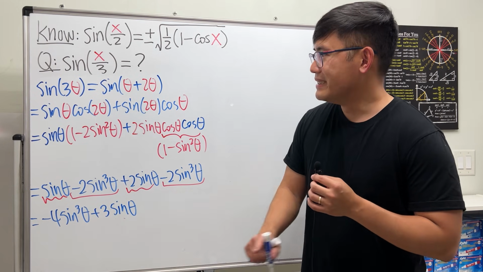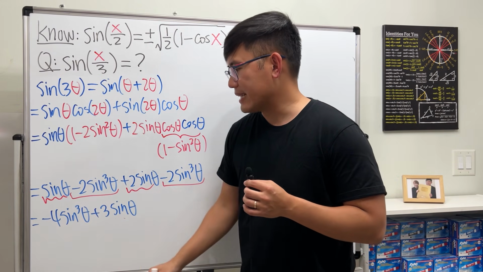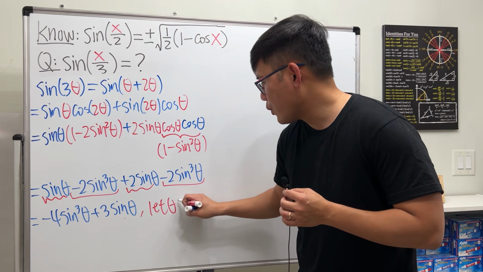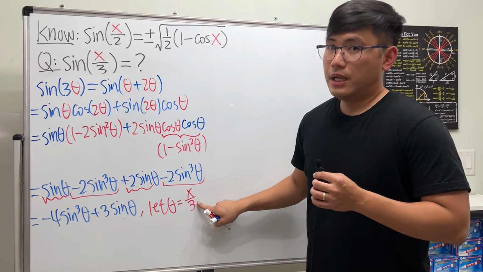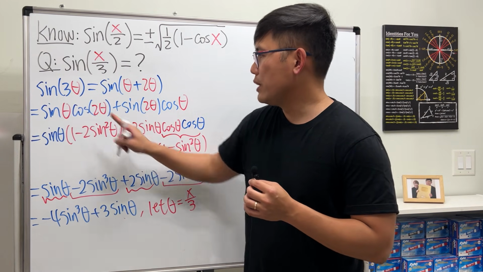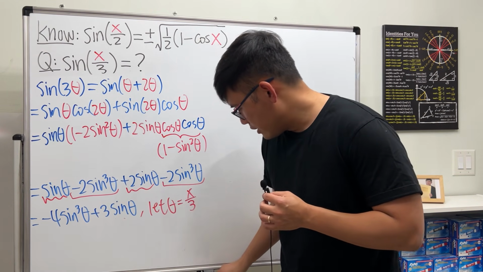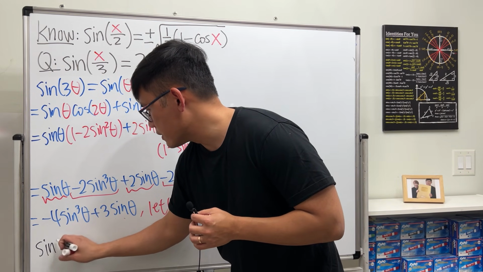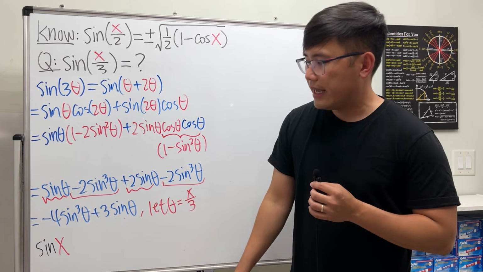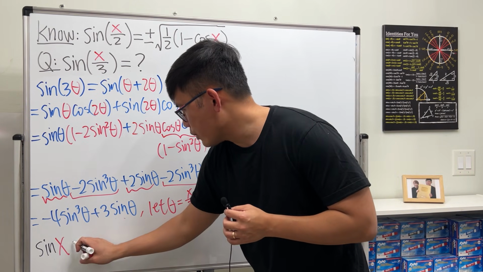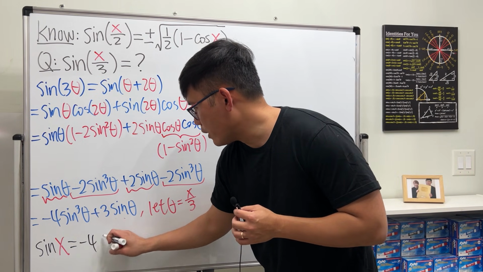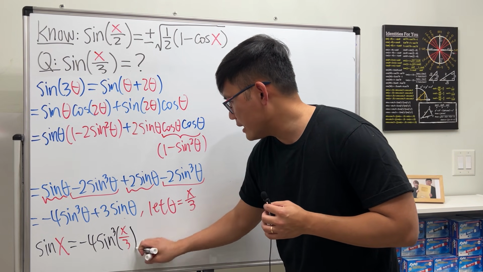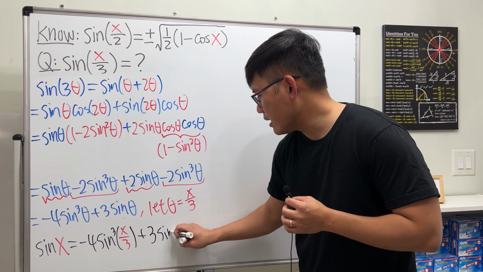Excellent. Now we look at this and that, and what we'll do is we are going to let theta equal x over 3. Because if we put this right here, 3 and 3 cancel. On the left hand side, we are just going to get sine of x. And then put this right here, we are going to have this equals negative 4 sine to the third power, and then we have x over 3, and then plus 3 sine of x over 3.